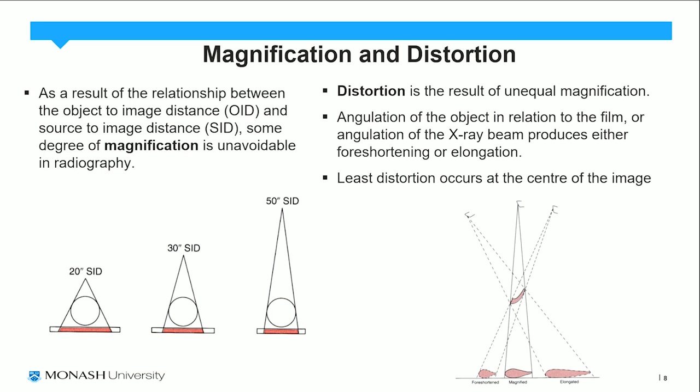So it's important that your beam is central to the part that you want to see on the X-ray image. Here we can see that there is foreshortening of the image, and then on the right side we have elongation of the image.